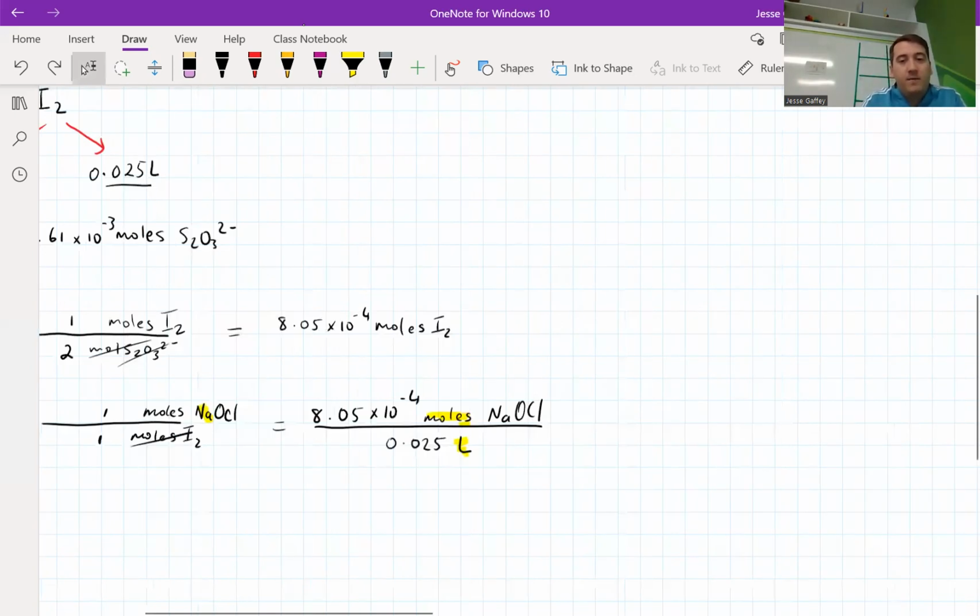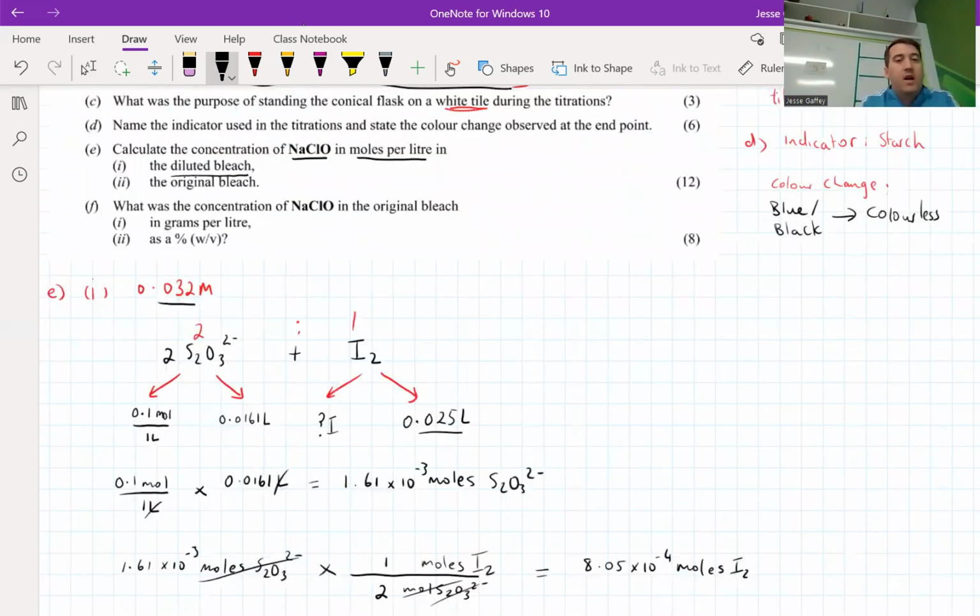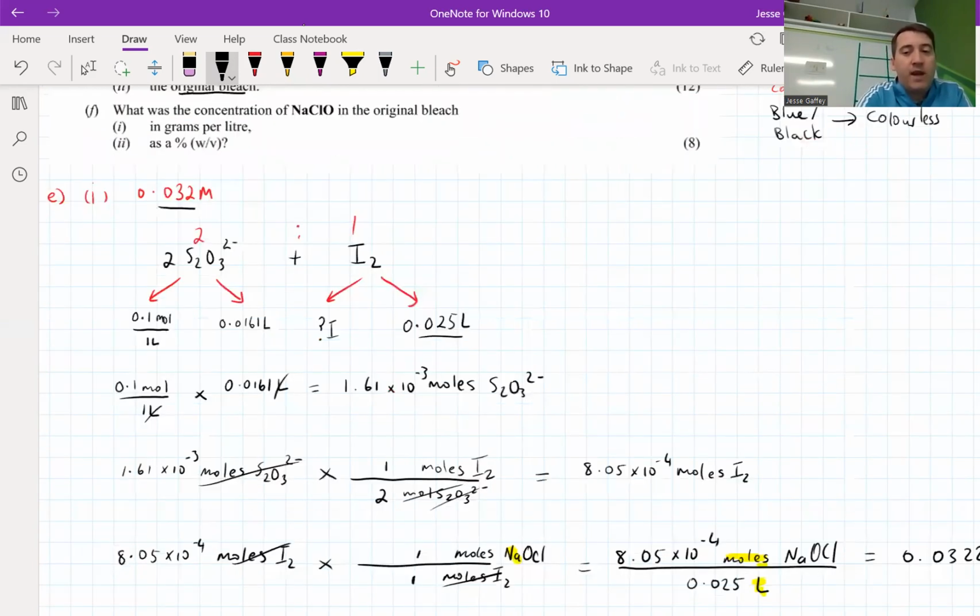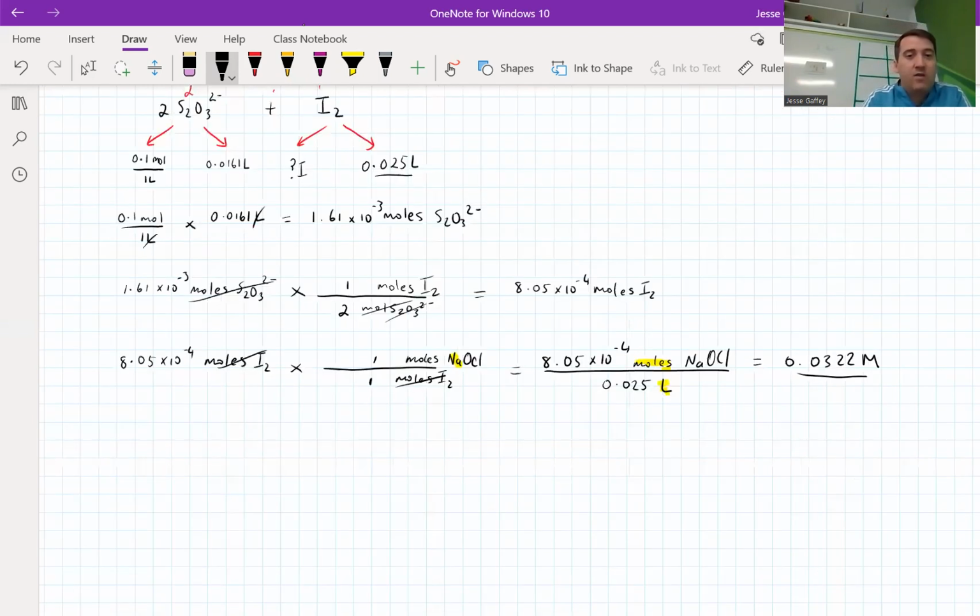Okay. And 0.0322 molar. And this obviously has rounded it. When I gave you this answer, this rounded it to 3 decimal places. So 0.032. All right, so that was for the diluted bleach. So what would the concentration in moles per liter of the original bleach be? So now that you have this, or if you didn't get this, you can use this now, take this down, and you should definitely be able to do the next bit.